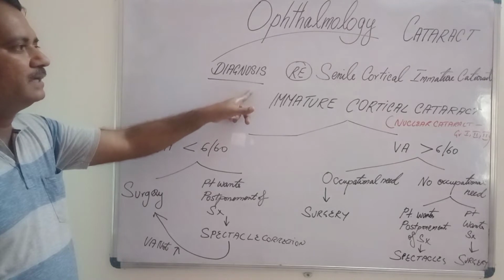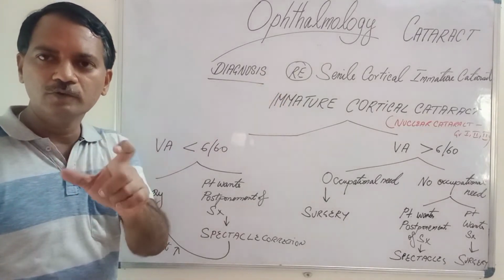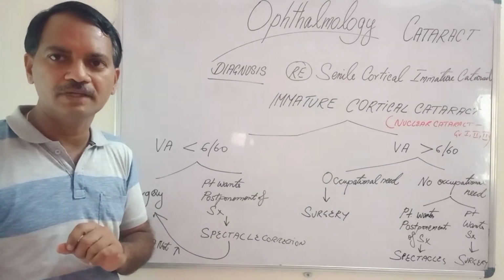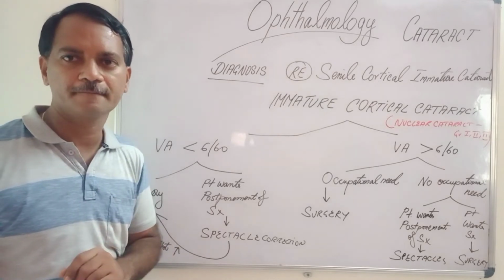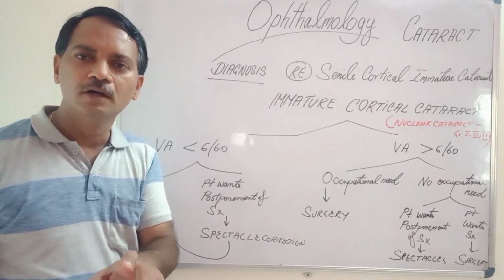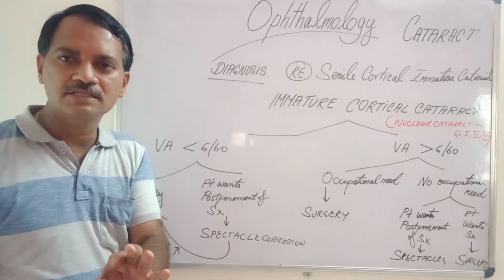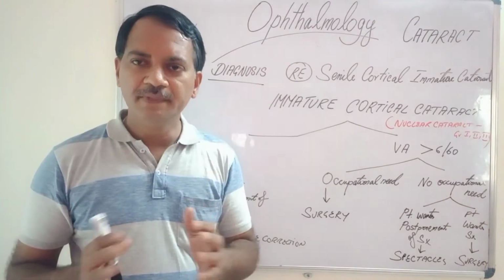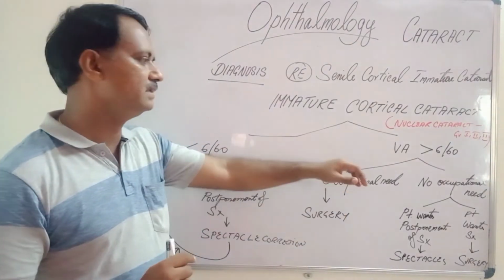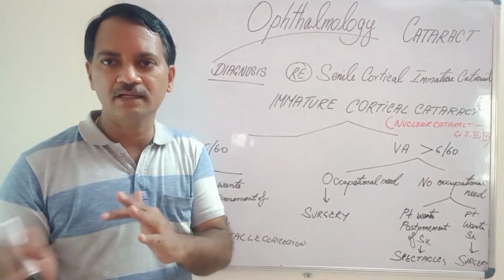In our patient, we have shown in the video before, the visual acuity in the right eye which is having the immature cortical cataract was only counting fingers close to the face. In such a situation where the vision is very much low, we have to advise the patient for cataract surgery at the earliest. You must be wondering why I have taken the cutoff limit of 6/60, whether to undergo a surgery or go for spectacle corrections.